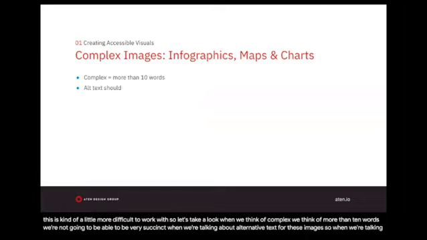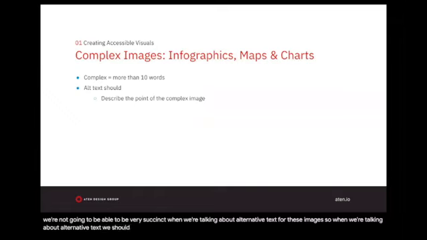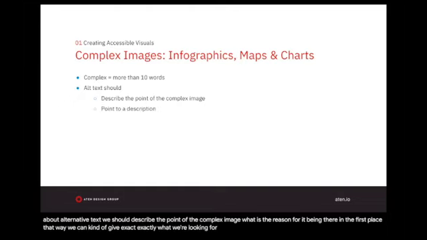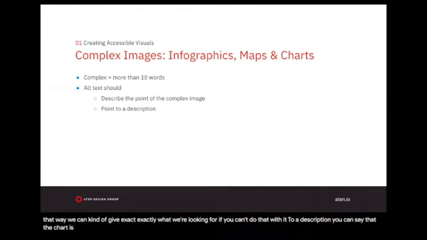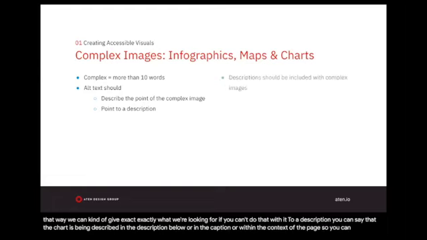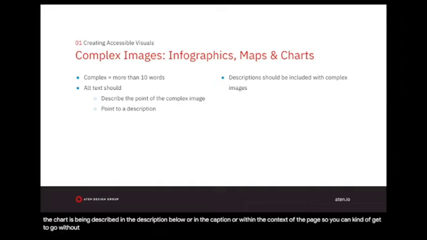So when we're talking about alternative text, we should describe the point of the complex image. What is the reason for it being there in the first place? That way we can give exactly what we're looking for. If you can't do that within 10 words or less, you can honestly just point to a description. You can say that the chart is being described in the description below, or in the caption, or within the context of the page.